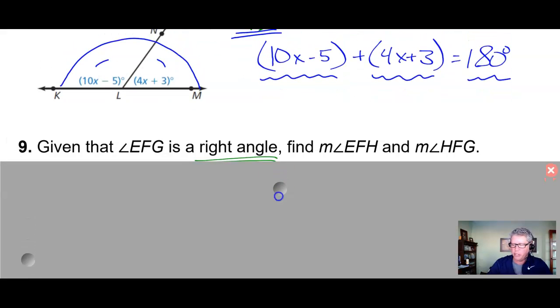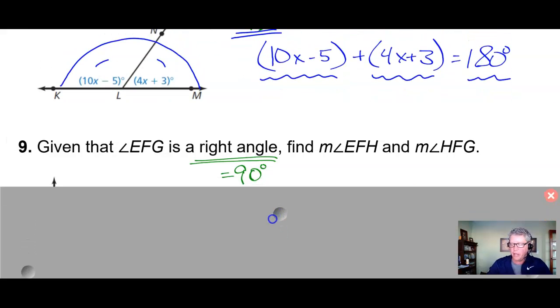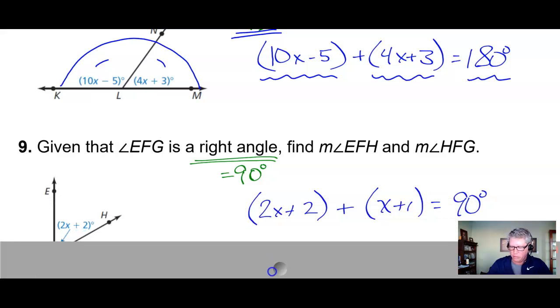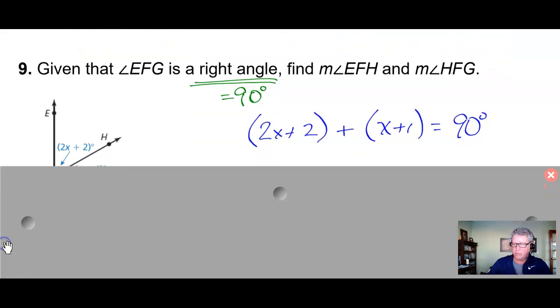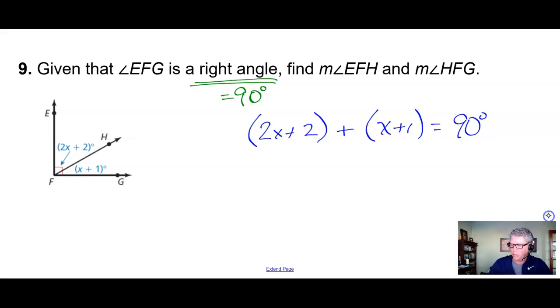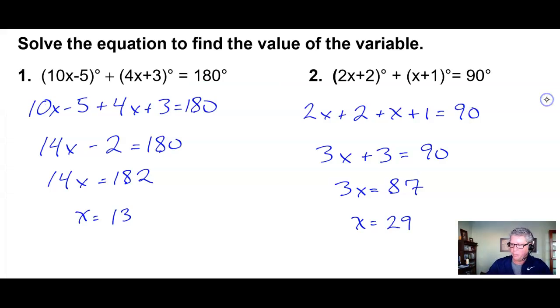What's another situation? What if the angle is a right angle? Well, in a right angle, we need to associate it with 90 degrees. So little plus little is equal to big. And that should also look familiar. That is also the warm-up from earlier. So we solved that for x, life would be good. Just to remind you, we already did that. Those are the two problems.